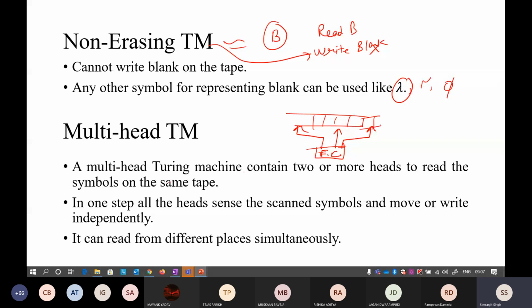Okay, so again, multiple heads can read the symbols on the same tape at the same time. It can again move towards left or right at the same time. Still, it is equivalent to the standard Turing machine. The power of this Turing machine is not increased.